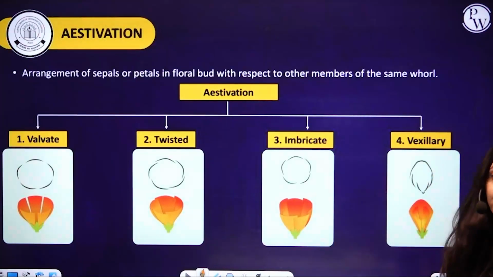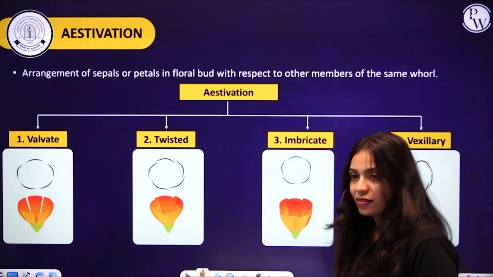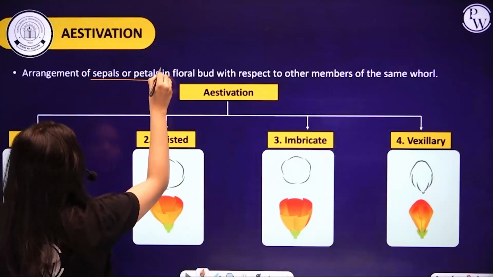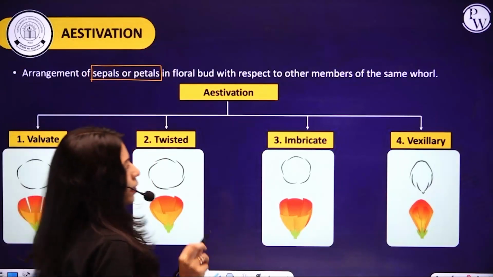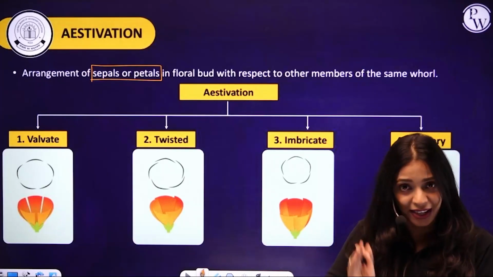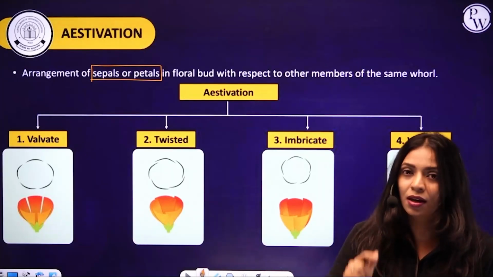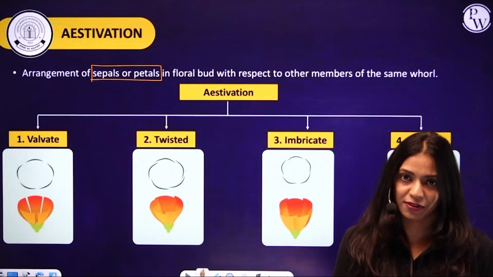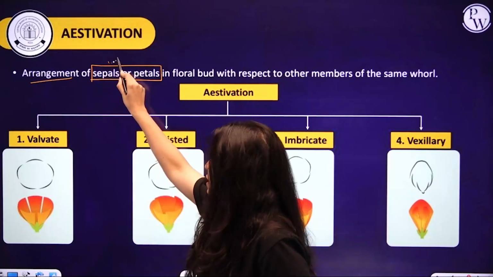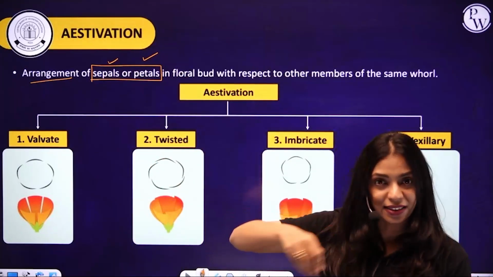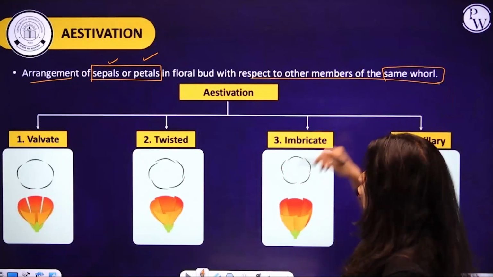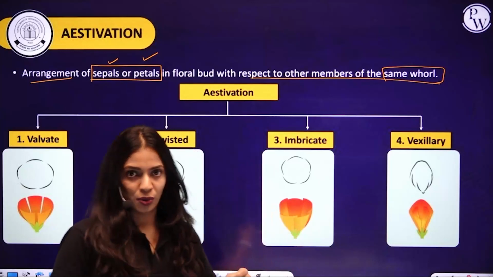Now let's talk about aestivation. Aestivation is also about sepals and petals. Depending upon how the sepals or petals are arranged with respect to each other, we have different types of aestivation. So aestivation basically talks about arrangement of sepals or petals in the floral bud with respect to other members of the same whorl.